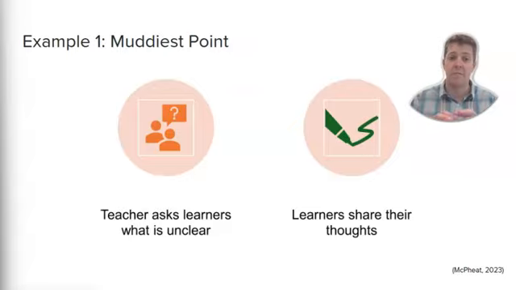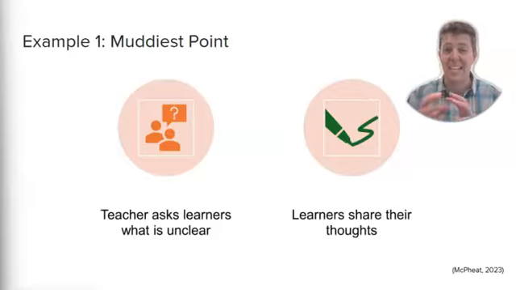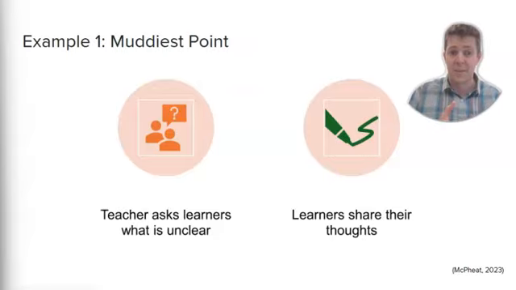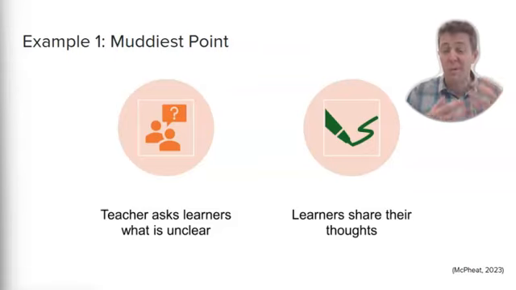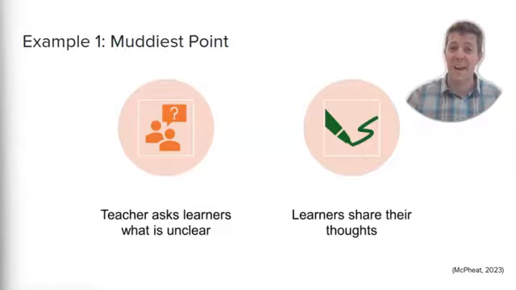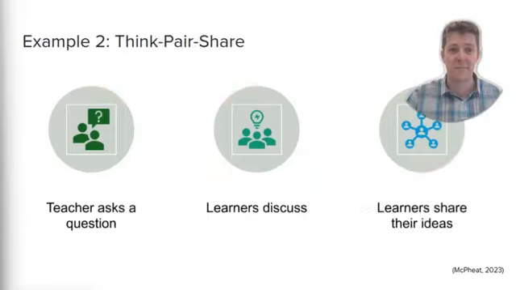Muddiest Point activities invite learners to practice their communication skills as they work to take an idea they're unsure about or unclear about and share it with someone else. This may invite them to reference some new language, new vocabulary they've just learned as part of describing what they're unsure about, further enhancing their communication skills.